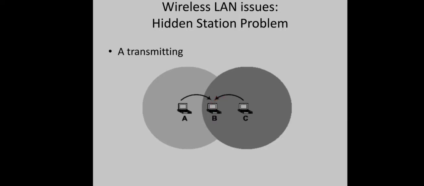The problem of a station not being able to detect a potential competitor for the medium because the competitor is too far away is called the hidden station problem. So here for C, A is hidden. For A, C is hidden.